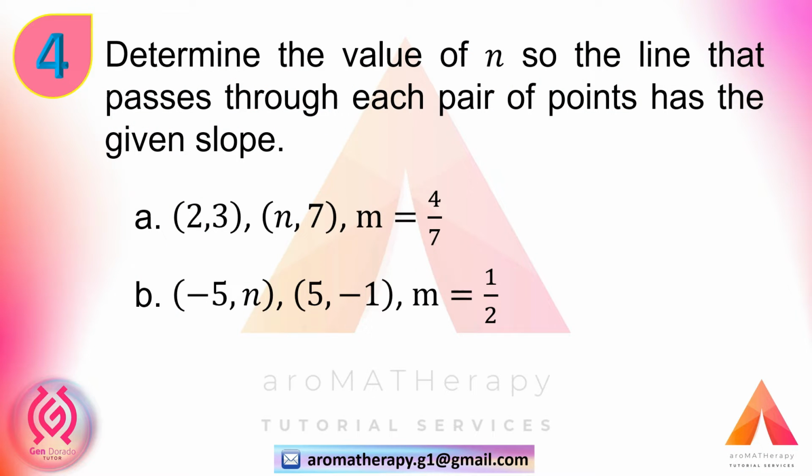Determine the value of n so the line that passes through each pair of points has the given slope. A. Points (2, 3) and (n, 7) with slope m equal to 4/7. B. Points (-5, n) and (5, -1) with slope m equal to 1/2.